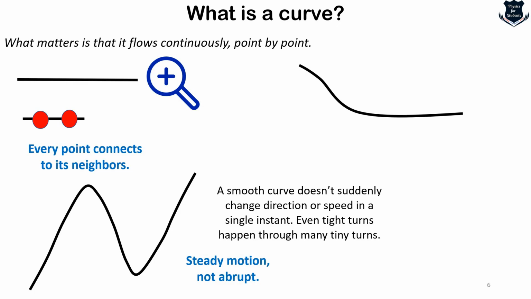Now, if I take a curve like this, we label the position along the curve with the parameter called t. Now, what is a parameter?